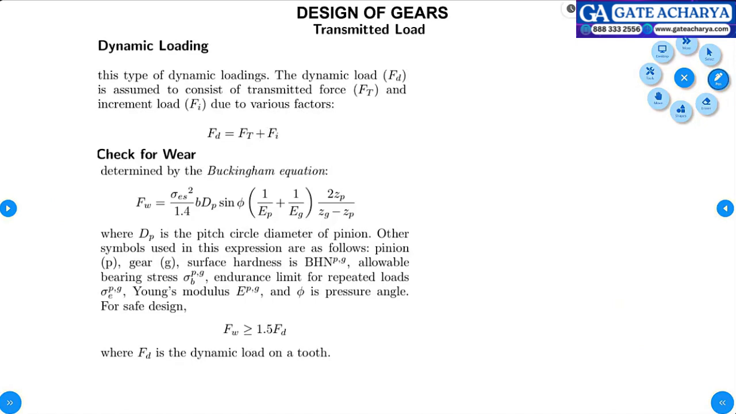Sigma ES is nothing but the endurance limit for repetitive loading. If you are designing for pinion, you have to put sigma EP here. If you are designing for gear, you should put sigma EG squared. This is Buckingham's equation. Your wear load should be greater than or equal to 1.5 times the dynamic load.